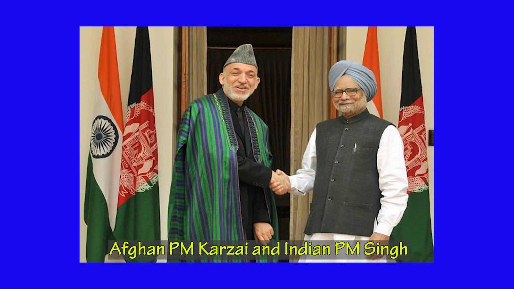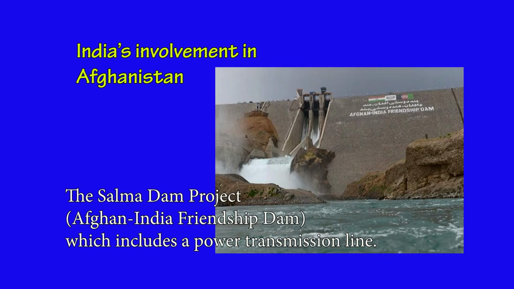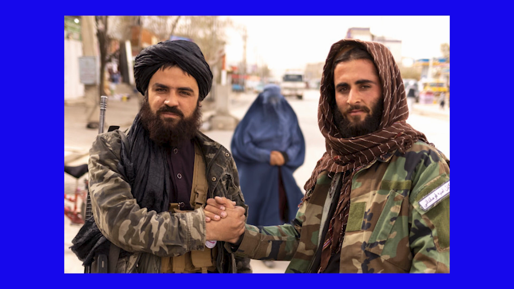India has constructed major projects like the parliament building in Kabul, the Zaranj-Delaram highway project connecting western Afghanistan with the strategic Chabahar port in Iran, and the Salma Dam project. So, again these are the developmental projects that India has undertaken in Afghanistan, and now in the recent past the capture of power again by the Taliban may hit the developmental works of India and the overall relationship of India and Afghanistan.